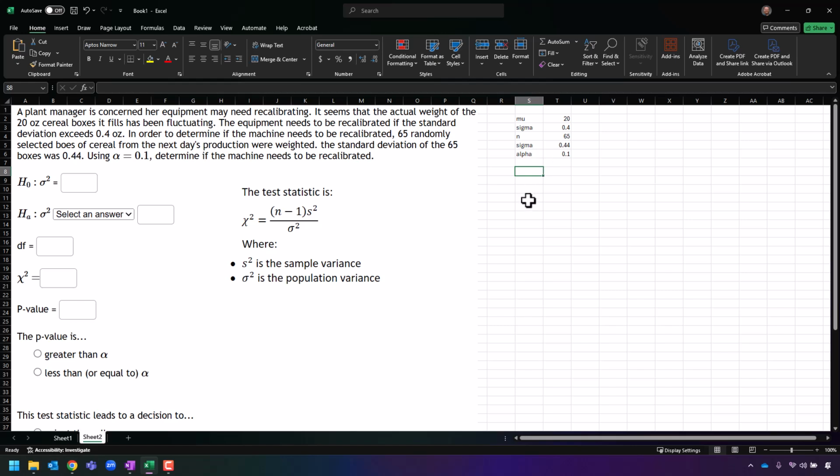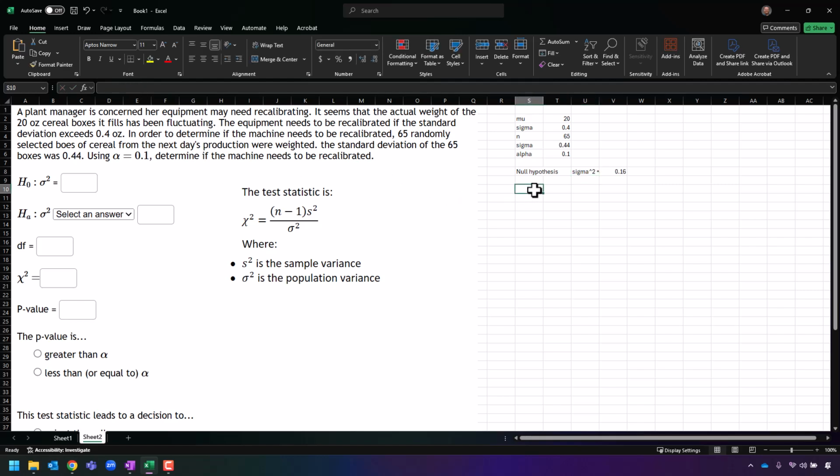And this is the null hypothesis. And this would be that sigma squared is equal to 0.4 times 0.4, or, I guess here, equals 0.4 quantity squared. And really this should be the null hypothesis that sigma squared is equal to this, right?